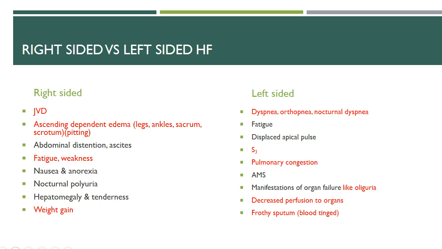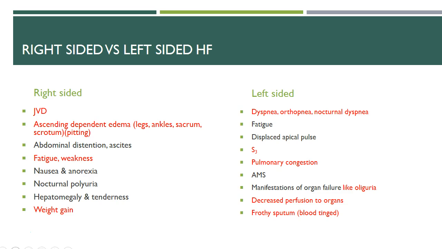Left-sided, remember, is backing into the lungs, so they're going to have shortness of breath, orthopnea, which means that they're going to be short of breath laying flat, which I forgot to talk about in class, and paroxysmal nocturnal dyspnea, which is shortness of breath at night. A lot of these patients will end up sleeping in recliners because they can't breathe laying flat. Again, you're going to have an S3, going to have pulmonary congestion.